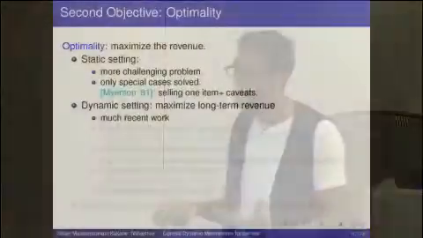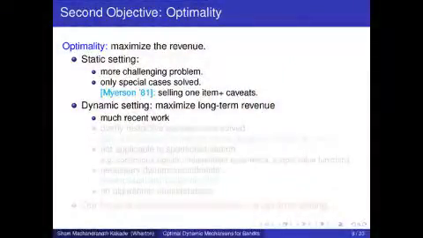Perhaps the most important special case is the original result by Myerson, which is selling one item plus some caveat assumptions for when it works. But it's really a remarkable result, and he got the Nobel Prize for it like two years ago. Now, in the dynamic setting, we're interested in maximizing our long-term revenue. And for this problem, there's actually been quite a lot of recent work.